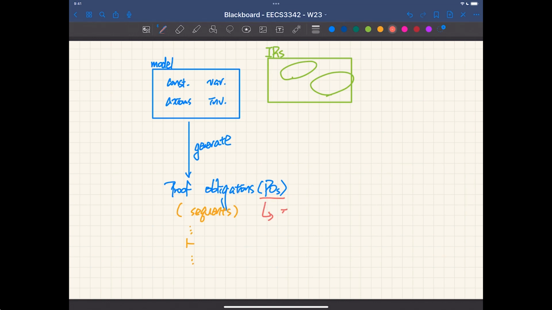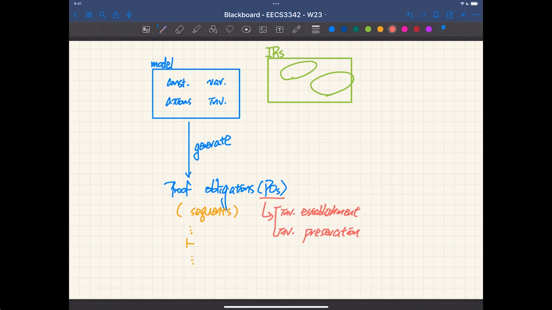So far, we have talked about two kinds of proof obligations. One is for invariance establishment. It's like the base case for mathematical induction. And also invariance preservation. These are like the inductive cases for mathematical induction. What's really missing from the initial model is the deadlock freedom, which we'll talk about just after the recap.